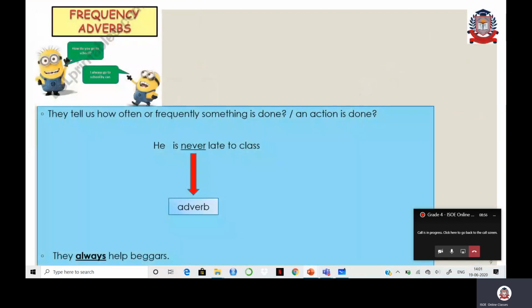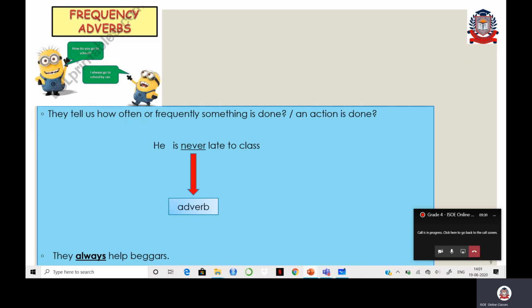Now the fourth is frequency adverbs. This tells us how often or how frequently something is done. He is never late to class. Now, never is the adverb here. Now, you will tell me what frequency is. Frequency means how many times that thing has been done. Like whether it's been sometimes or never or always, like that. So that tells you frequency. Okay. So this is known as adverbs of frequency.